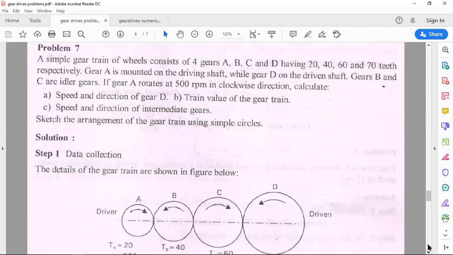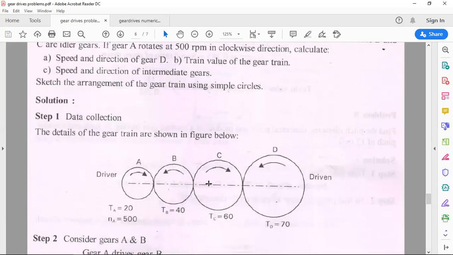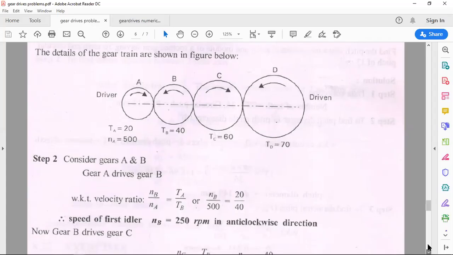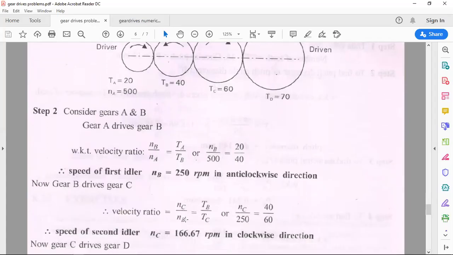Here, one gear is mounted on one shaft, so this is a simple gear train. Data is given and shown. Here NB by NA is equal to TA by TB, because the velocity ratio of these two is NB by NA, which is equal to TA by TB. From that I can find NB. Similarly, NC by NB is equal to TB by TC. By using that equation I can find NC also. So find the NC value.